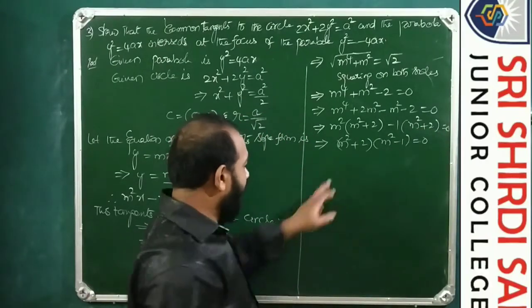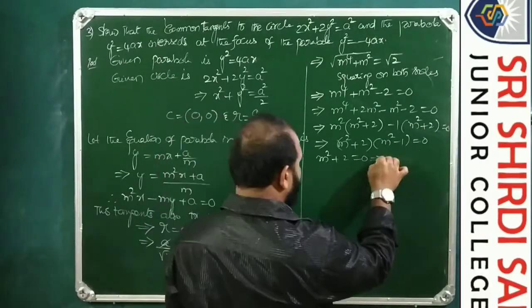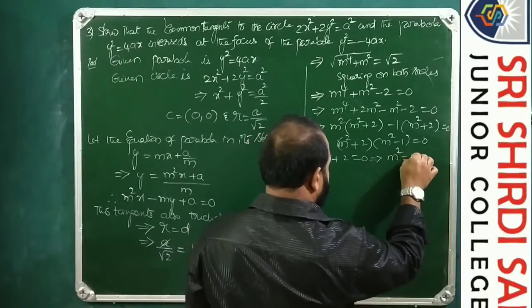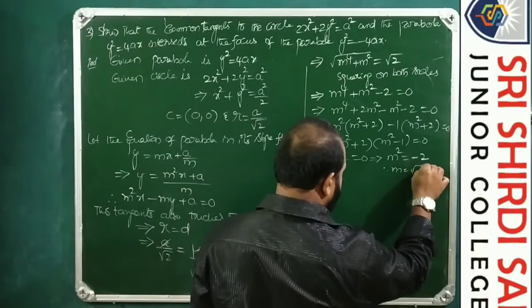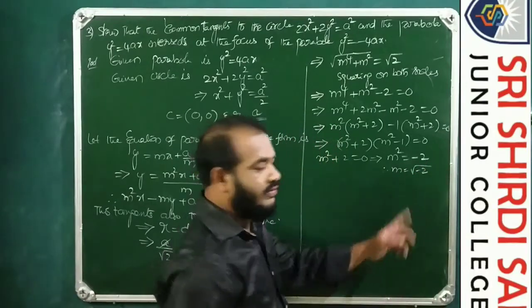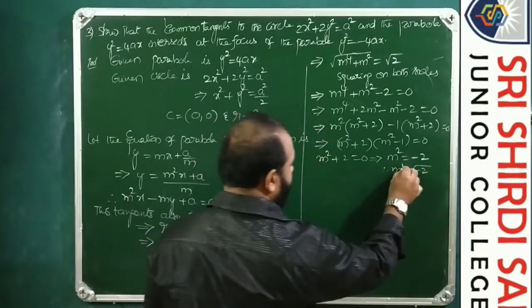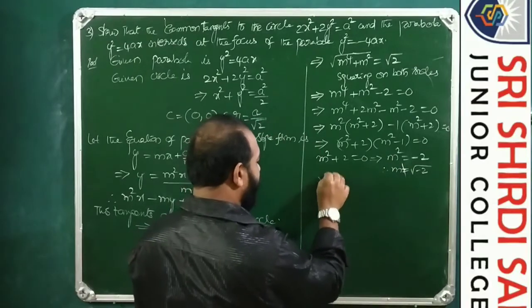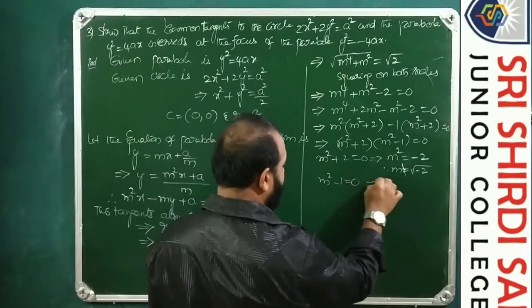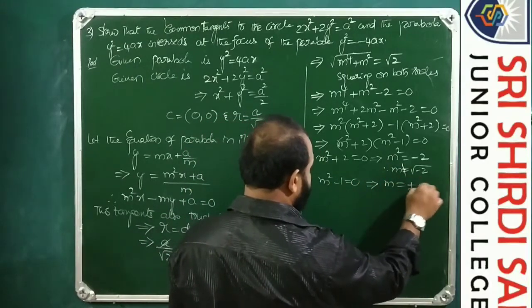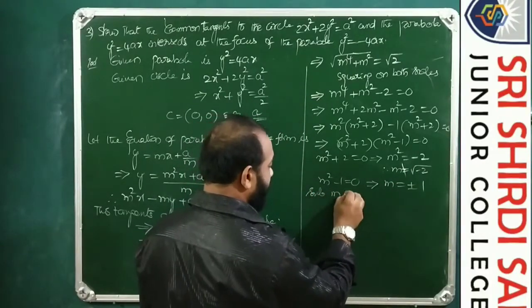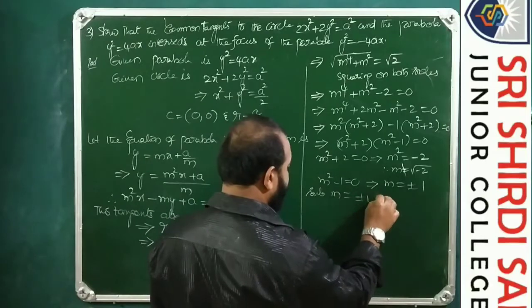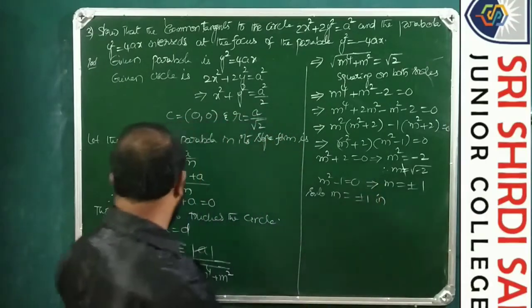Therefore, m square plus 2 equals 0, m square is equal to minus 2. Therefore, m is equal to square root of minus 2, which is not possible. Therefore, m square minus 1 equals 0. Therefore, m is equal to plus or minus 1. Substituting m equals plus or minus 1 in this equation.